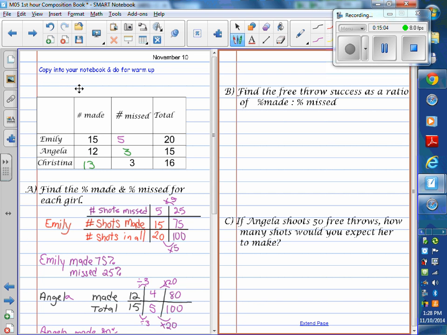How many people play basketball? Okay. How many people watch basketball? Okay. So not everybody. A lot of soccer players probably though, or swimmers and stuff, right? Baseball players. Yeah.